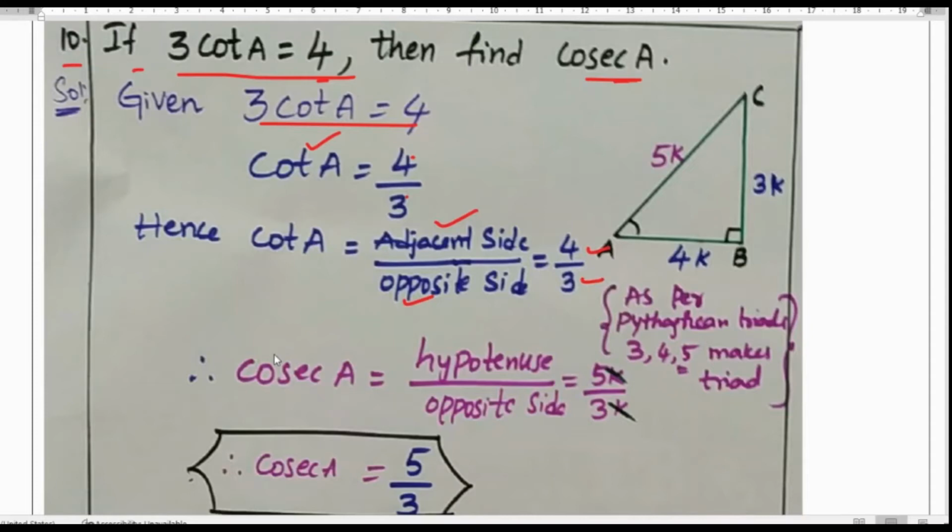So in the question, we have to find cosecant A, which is nothing but hypotenuse by opposite. If opposite side is 3k, adjacent is 4k, obviously hypotenuse will become 5k based on the trigonometric triads. So hypotenuse is 5k, opposite to A is 3k. So 5k by 3k is nothing but 5 by 3, which is cosecant A.